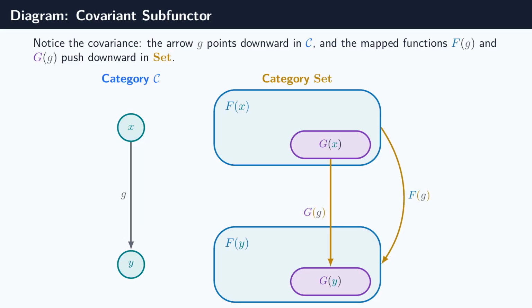This diagram shows the covariant case. The arrow g points downward in the category C, and the functions F of g and G of g also push downward in Set. The purple subset at X is carried into the purple subset at Y. Again, G of g is not a separate invention. It is F of g, restricted to the selected parts.